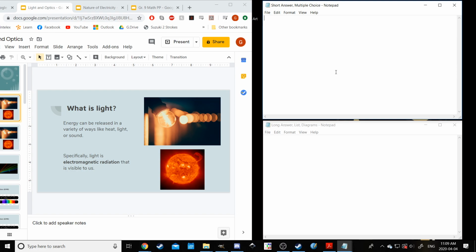In some of your future classes, you might have to take your own notes and then use those as the start. But this is the step that I'm going to have you practicing and using for the style of class that we're going to have. You'll notice on the right side here, I've got short answer multiple choice as its own text document, and I've got long answer list diagrams as its own text document.